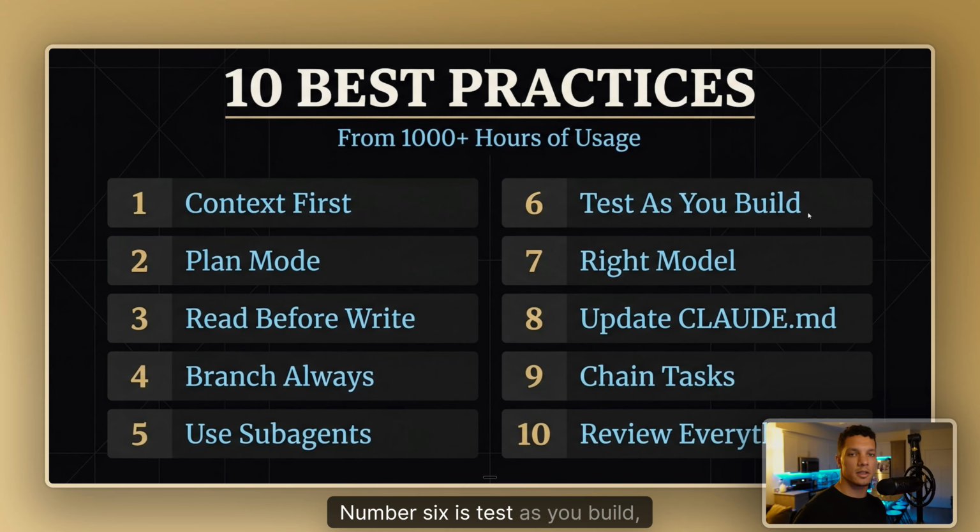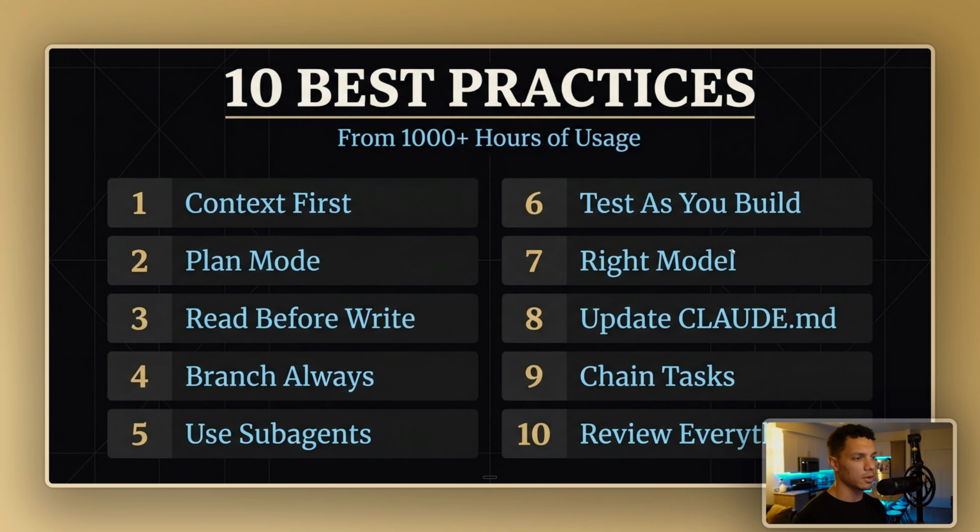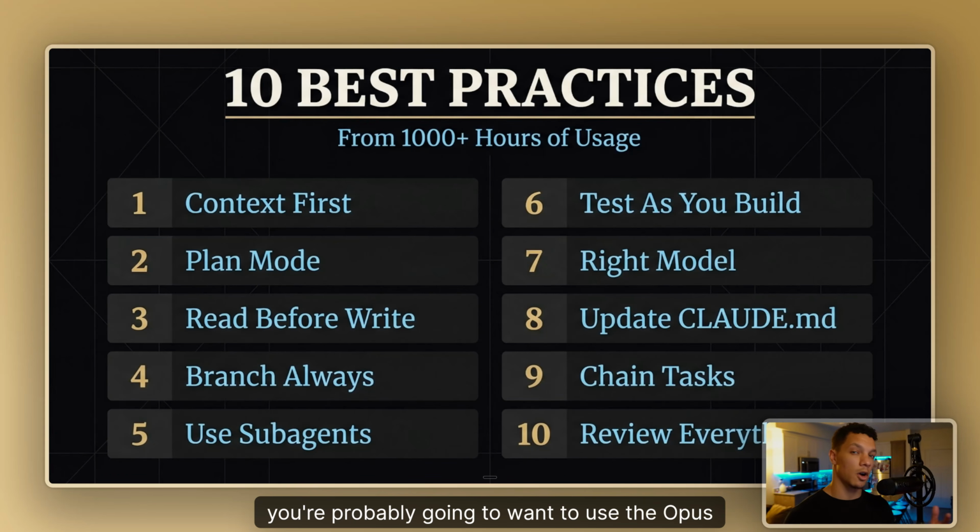Number 6 is test as you build. Build a new feature on a branch, test it out, and try to hammer out as many things as you can so that it works as you go. That's what's really worked for me. Number 7 is use the right model for the right task. If you're building really complex things, you're probably going to want to use the Opus model as opposed to the Sonnet model, which we'll cover down the road as well.